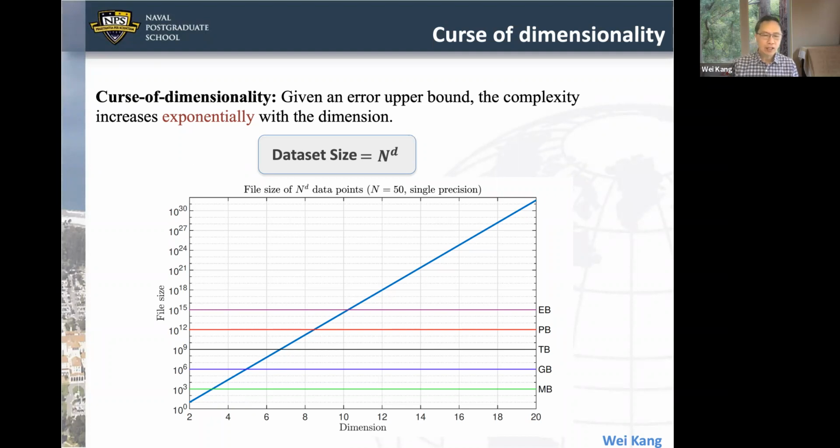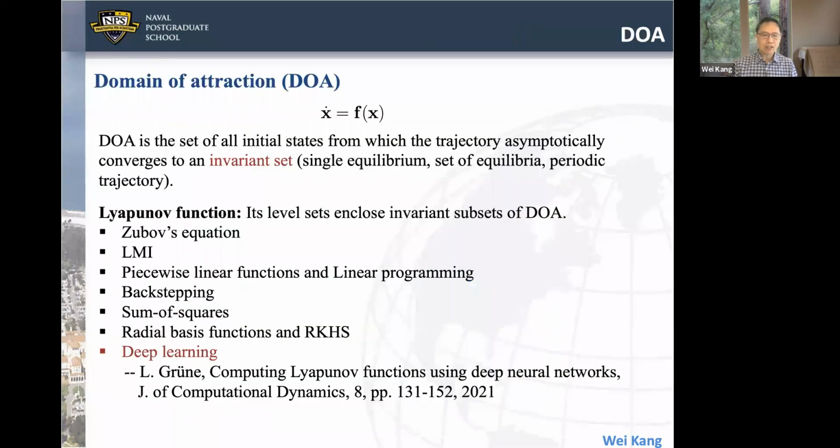Okay, so today we're going to talk about how to approximate the optimal function. If you don't do things right, it suffers from the curse of dimensionality. All right. But anyway, let's go to the domain of attraction and the Lyapunov function, stability, stuff like that.